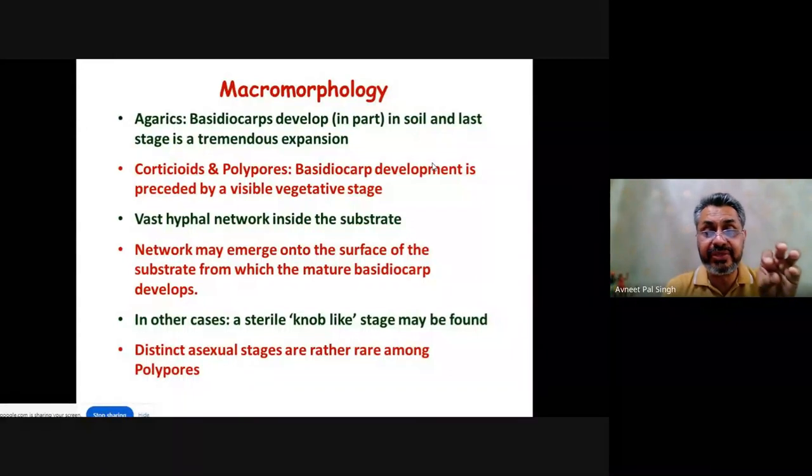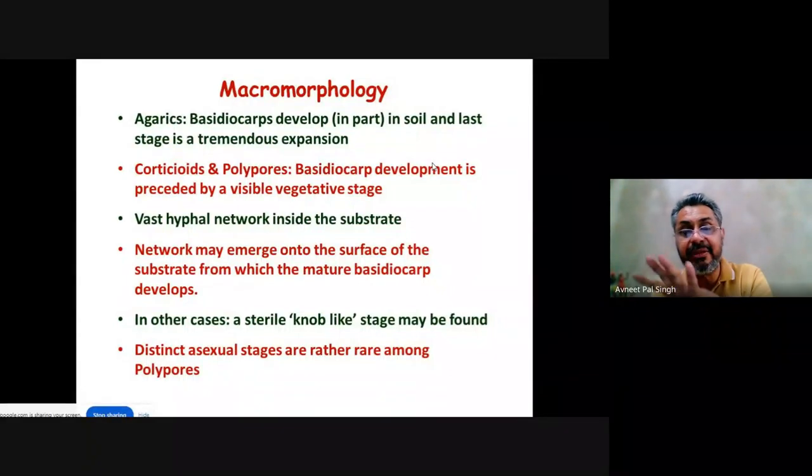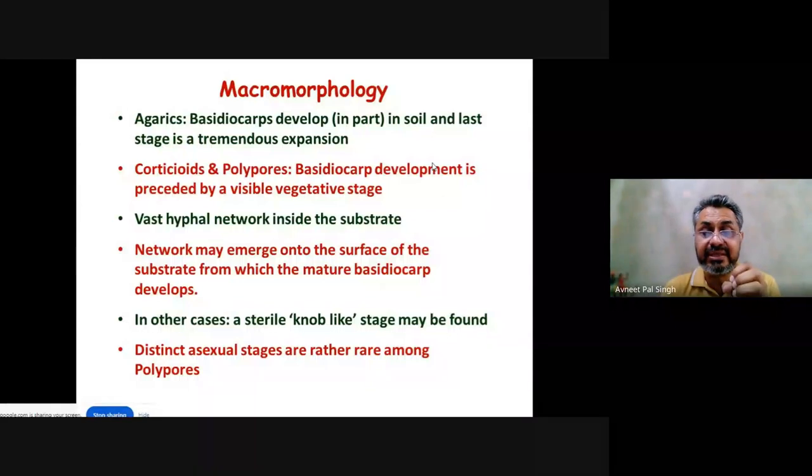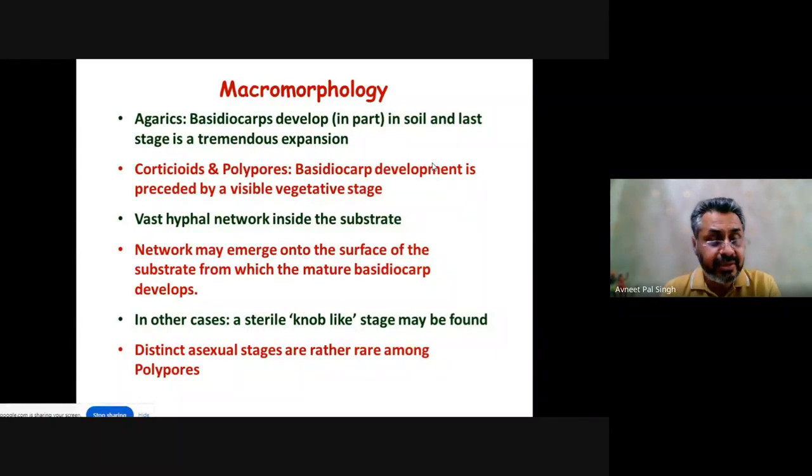Usually you have this vegetative stage, then the reproductive stage, but in some cases, particularly in ganodermas or some polypores, a knob-like stage may also be produced, and then from that knob-like stage the final fructification develops. The asexual stages.